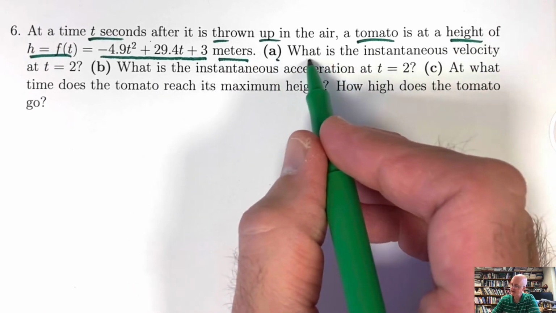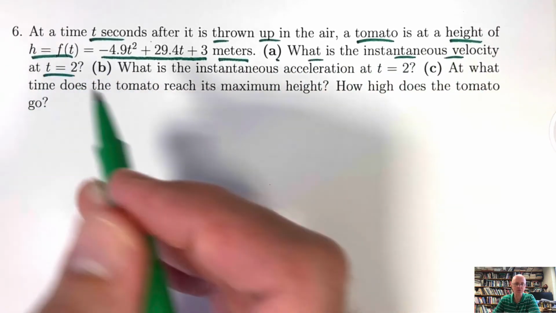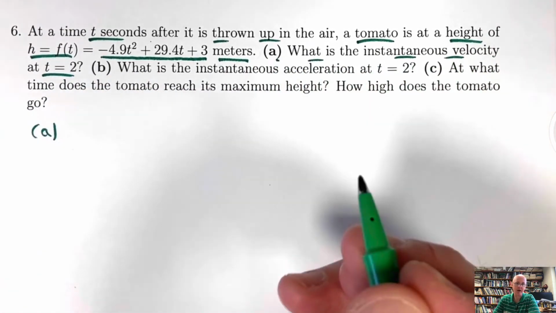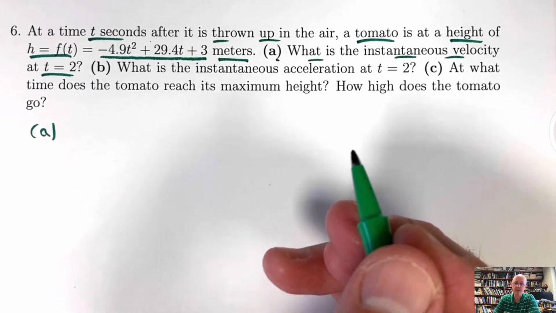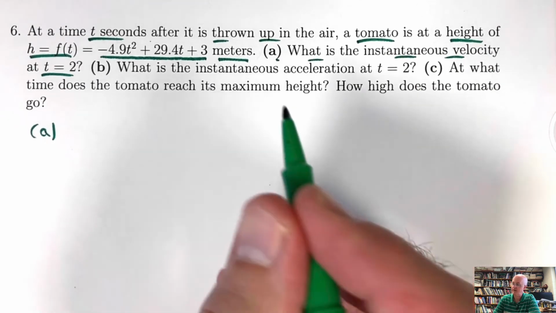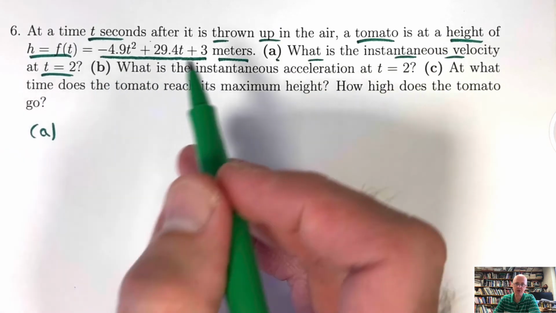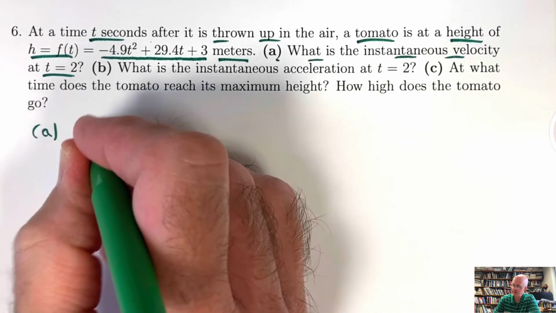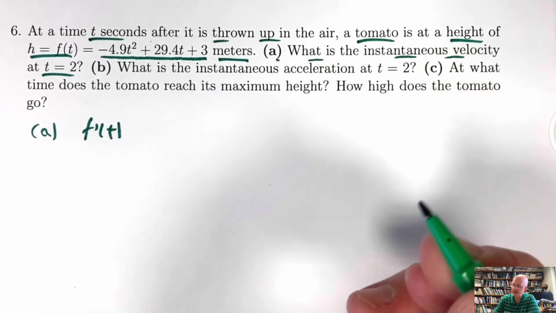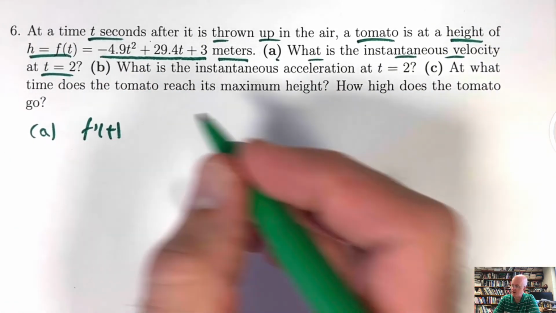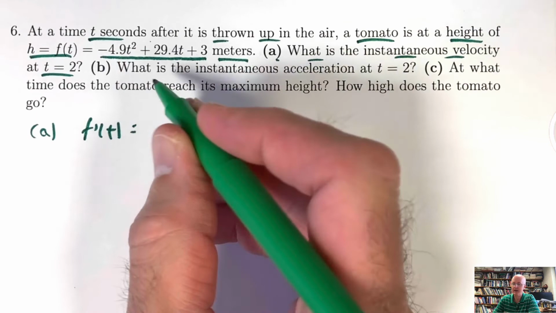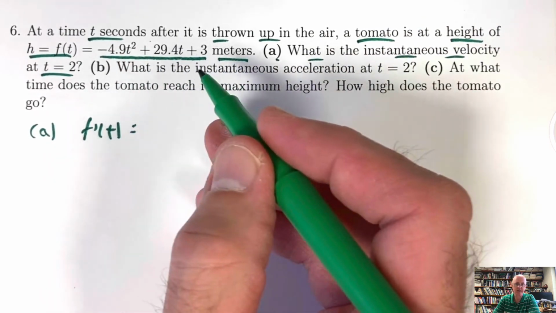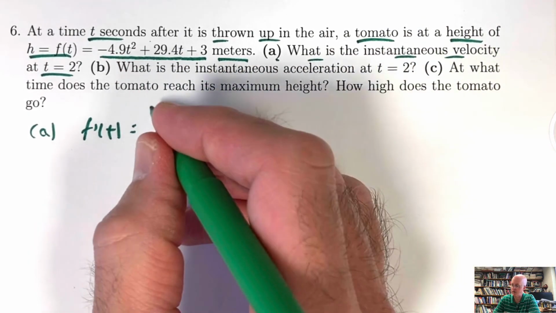Part A says, what is the instantaneous velocity at time 2? We did talk about in a recent video that the derivative, when the original function is the position, or height in this case, gives you the instantaneous velocity. So we need to find f prime of t and then plug in t equals 2. Take the derivative of this. It is a polynomial function. We can use linearity and the power rule as before.